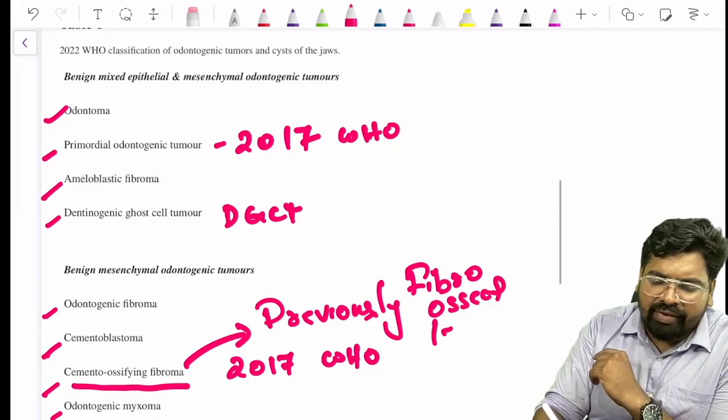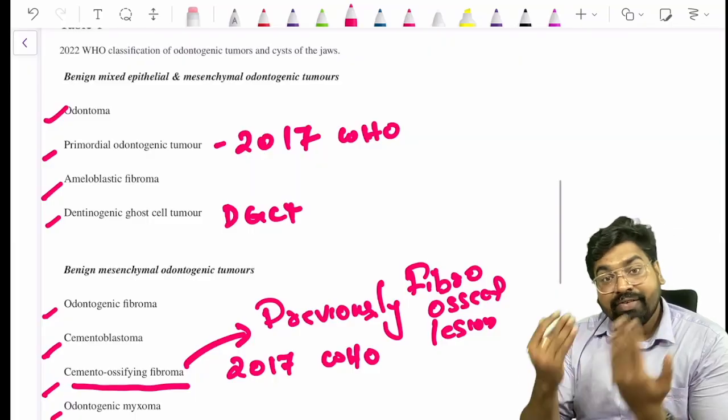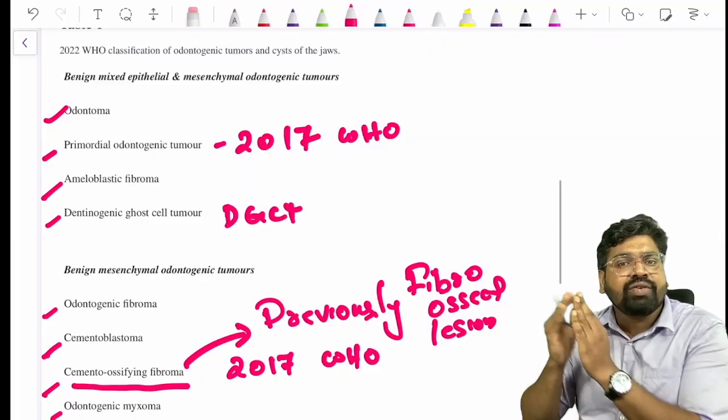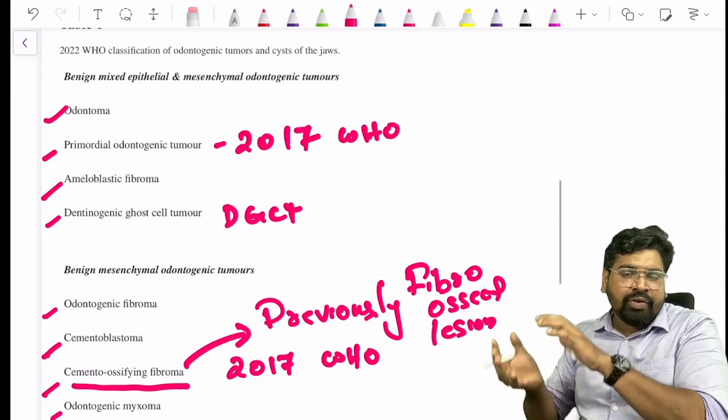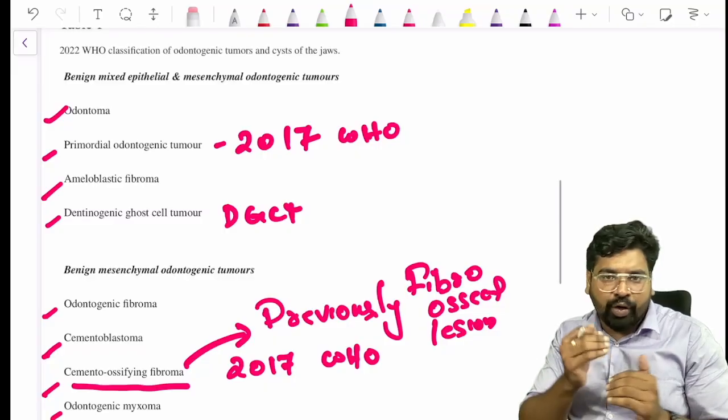Fibro-osseous lesion. We will have a video on fibro-osseous lesion also. So cement-ossifying fibroma was previously considered a fibro-osseous lesion, but in 2017 WHO has put it in here, under odontogenic tumors. So this is about odontogenic tumors.